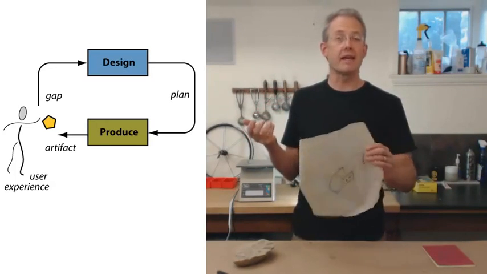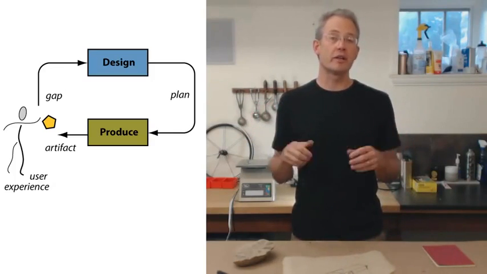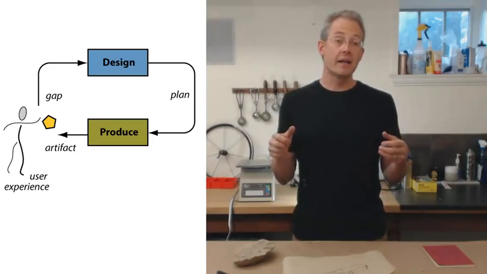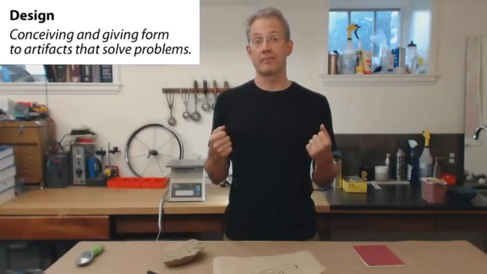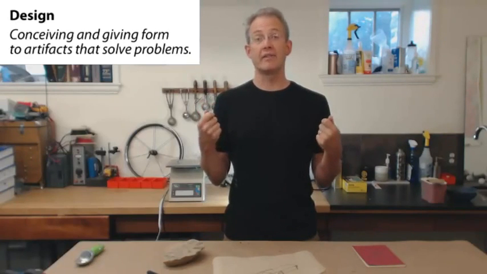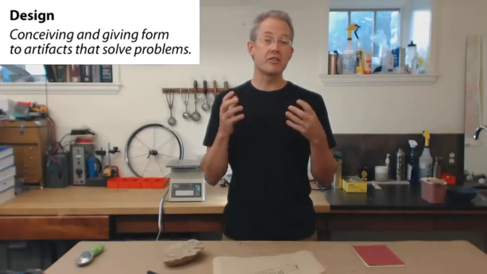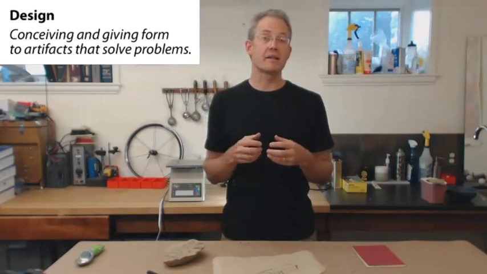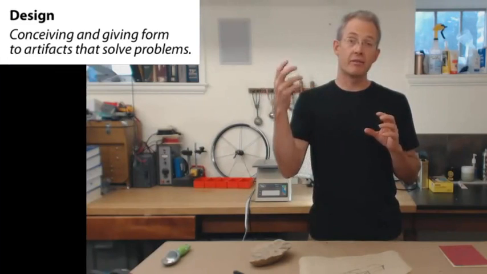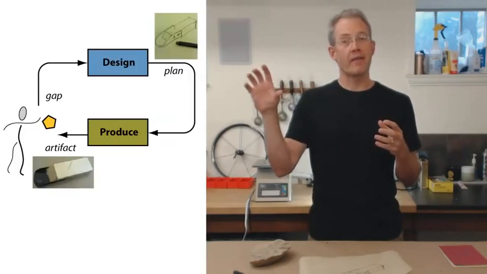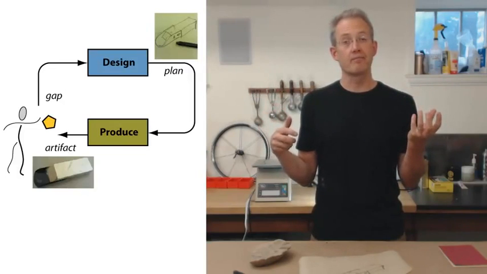And that, in essence, is what design is. The definition we're going to use in this course is that design is conceiving and giving form to artifacts that solve problems. All right? Design is conceiving and giving form to artifacts that solve problems. And design fits into an overall problem-solving process in which a gap is experienced. Design creates a plan for the conception and form of an artifact. And then there's some kind of production process that takes that plan and produces the artifact.